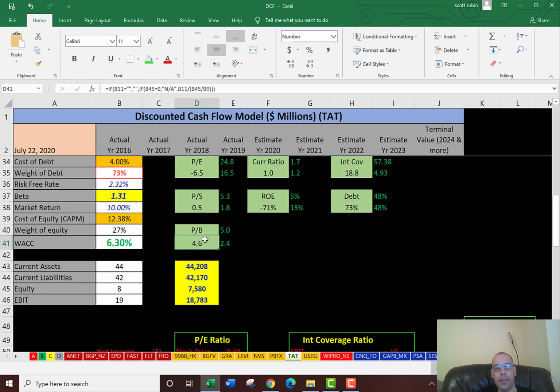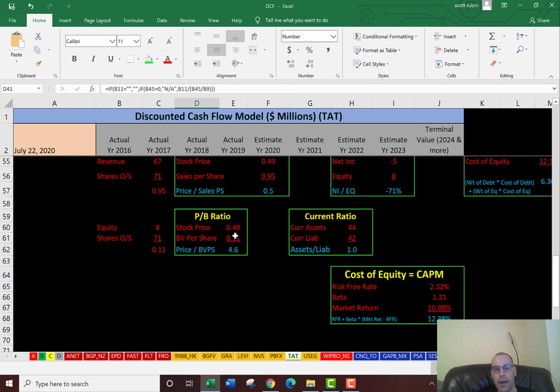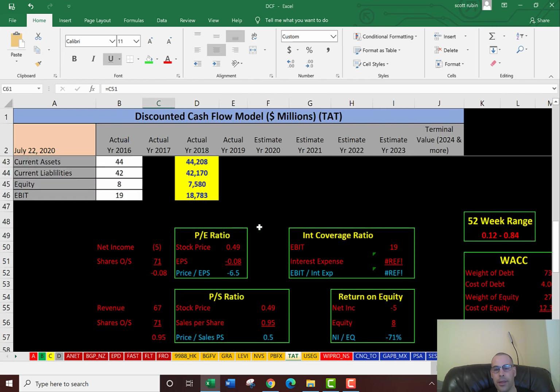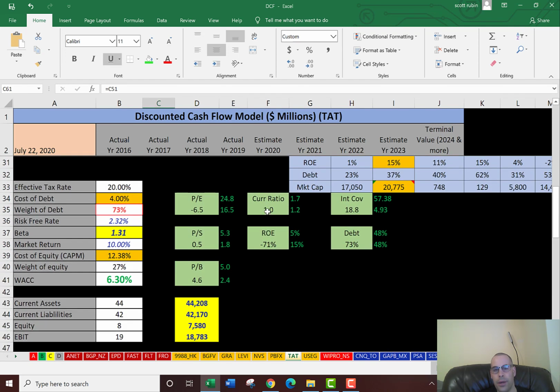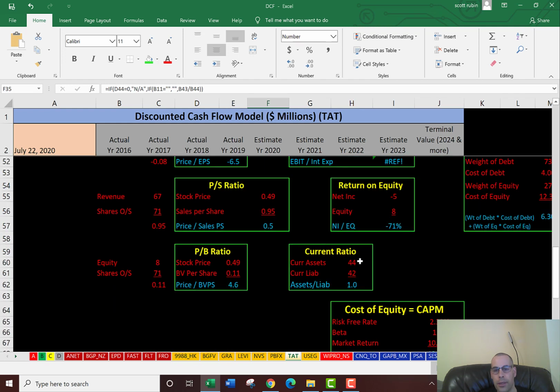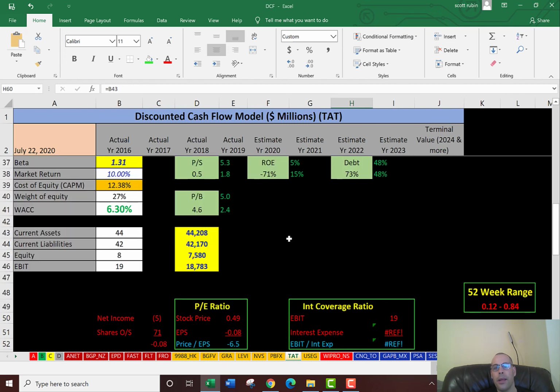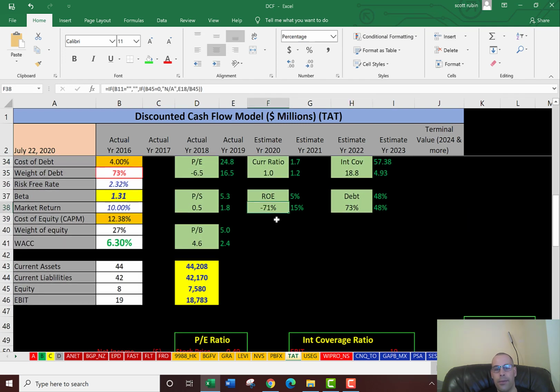The price to book is 4.6, which is a little higher than what I like. That's price per share over book value per share. And to get book value per share is equity over shares outstanding. Let's see their other ratios. Current ratio 1.0. So their current assets just cover their current liabilities, so that's okay. Negative ROE because they have negative income.